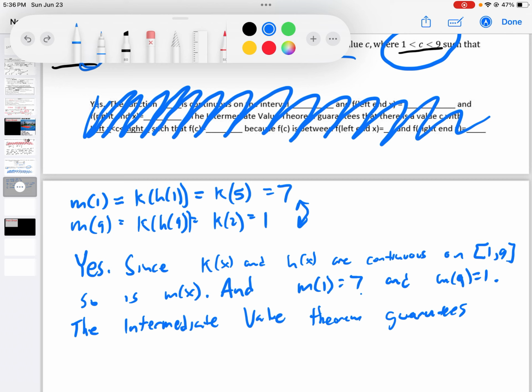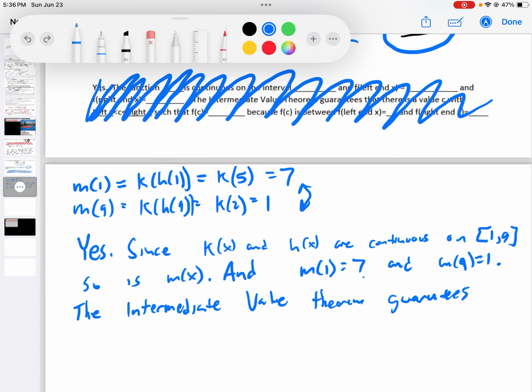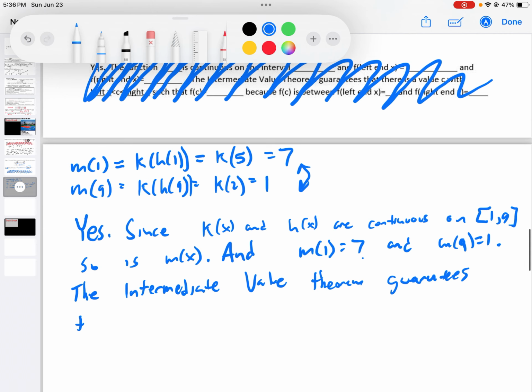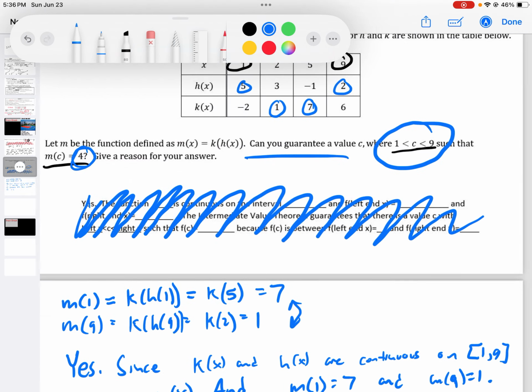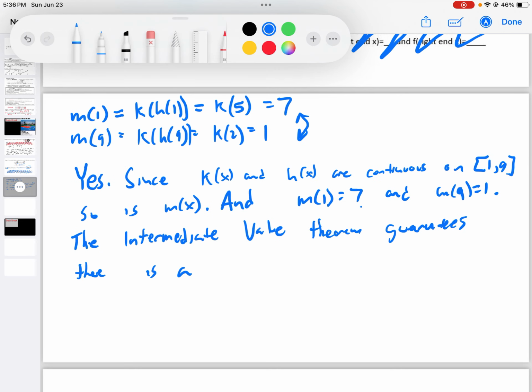It guarantees, and what does it guarantee again? It guarantees there's a c number there. So go back to that problem about the height. If you start out at 4'6" and you end at 5'7", is there some time in between 10 years old and your current age that you were 5 feet? Yes. So just write that out. So the intermediate value theorem guarantees there is a c value.